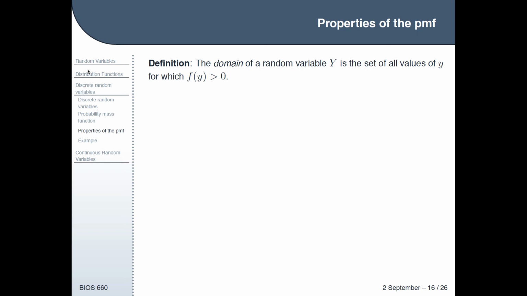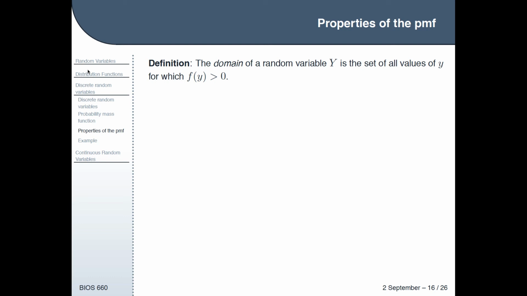So, some properties of the probability mass function. We talk about the domain. This isn't only true for discrete random variables, by the way, and we talk about the domain of a random variable. That's the set of all values of the random variable for which the probability mass function is greater than 0. So if you tossed a coin 4 times and counted the number of heads, the domain would be 0, 1, 2, 3, 4. That's the different number of heads that you can observe.